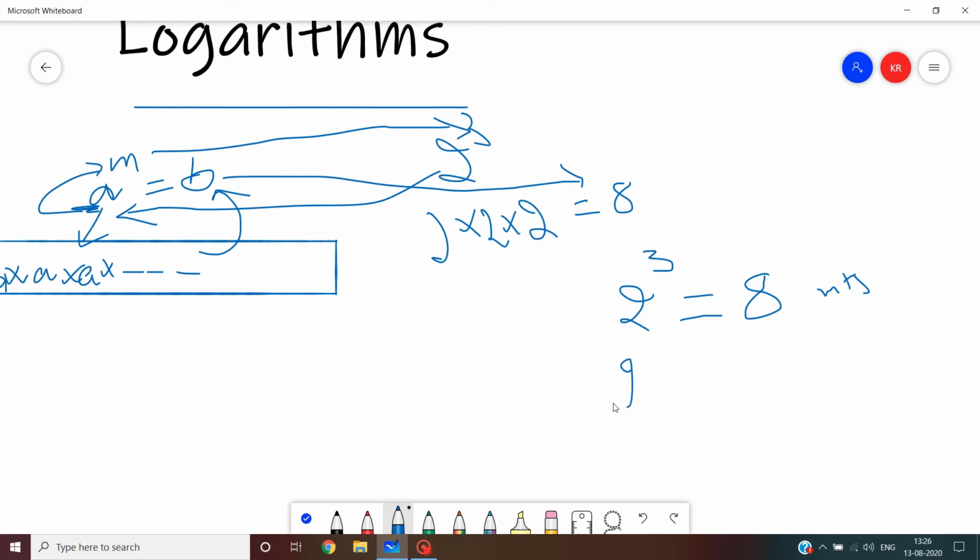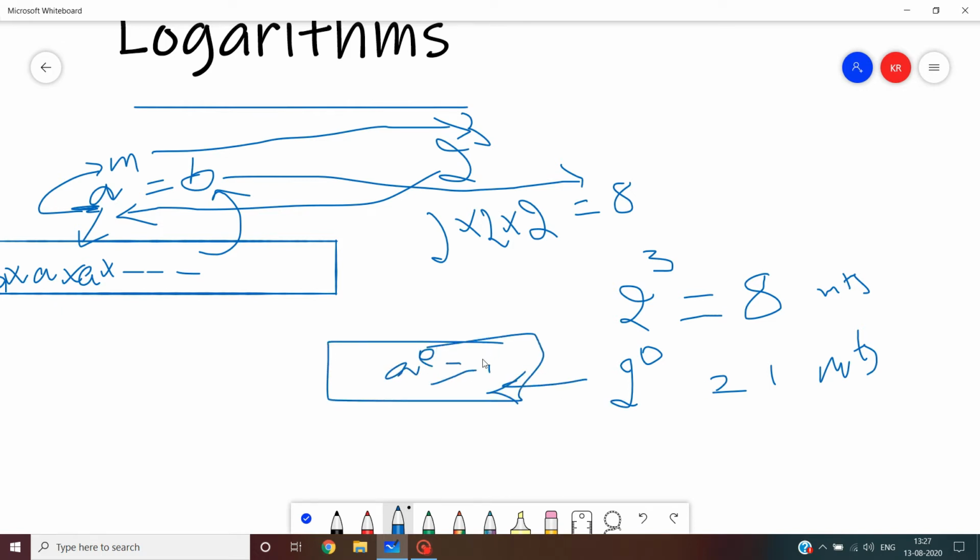Similarly, if I take 2 power 0, that means at present the process has not started, so I will have 1 meter. That is, anything to the power of 0 equals 1. That is the thing which arises here.